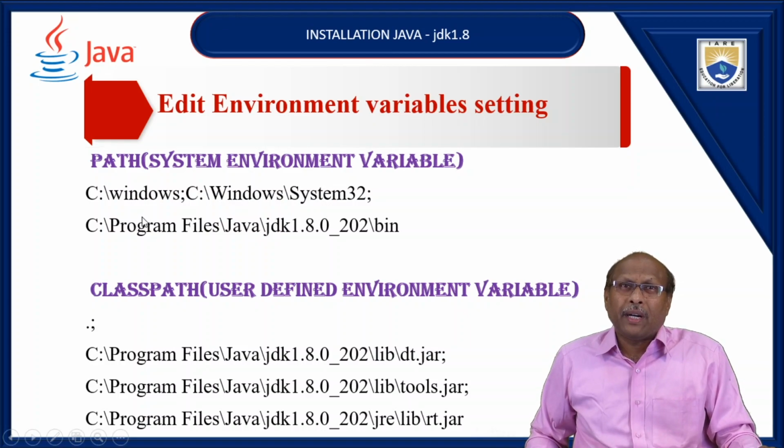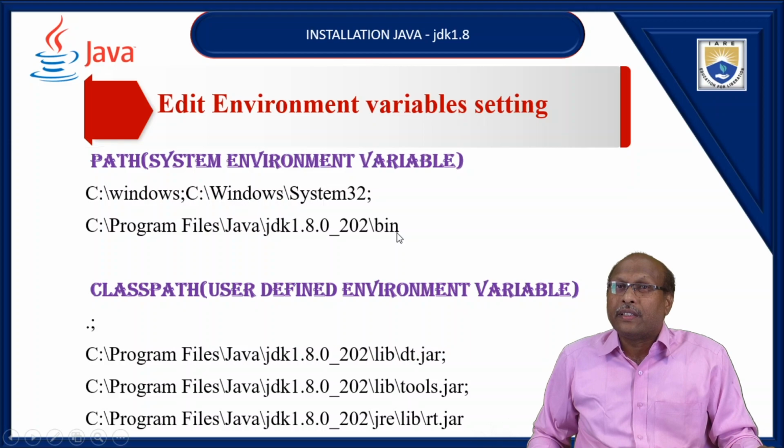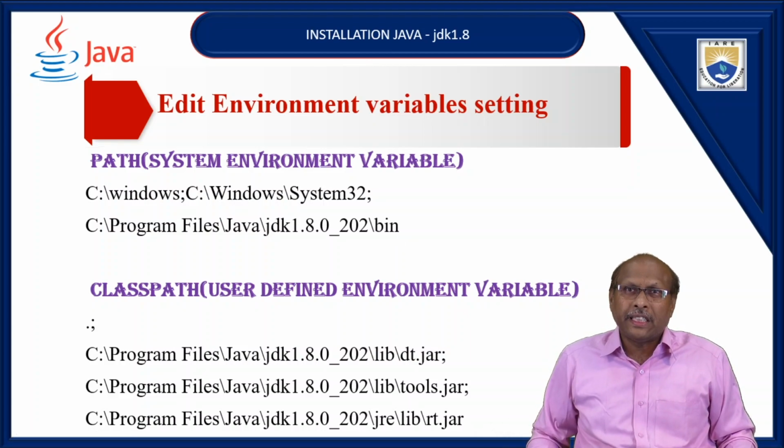So for Java, my exe file is available under this folder: C:\Program Files\Java\JDK 1.8\bin. Bin is the main folder. In this folder, your Java is available. Now I will show you in my system where it has been installed. Now we'll go to that one.